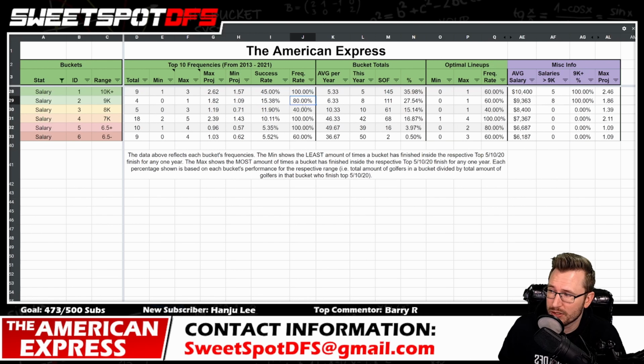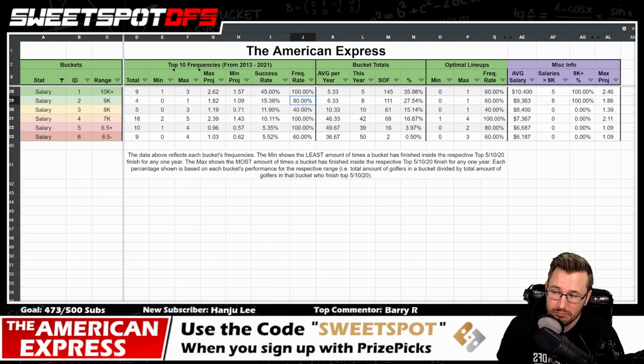80% frequency rate. So I'm guessing for the last 5 years, we've had one golfer from the 9K range inside the top 10, just one year it missed. So do with that as you will. I think it's okay to play a 9K golfer this week. It seems pretty reasonable. 8K, 0 to 2 as well. Not a high frequency rate, not a great success rate. And my max projection is still 0 to 2.